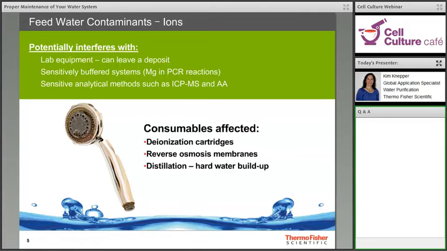Now, how can ions affect an ultrapure water system? Well, ions are attracted to the deionization resins. So the more ions found in the water, the quicker it will exhaust the cartridges. In reverse osmosis systems, hard water deposits from the calcium and magnesium can form on the RO membranes, shortening their life. And then in distillation systems, heating elements and interior components will have less efficiency and shorter overall lifetime.